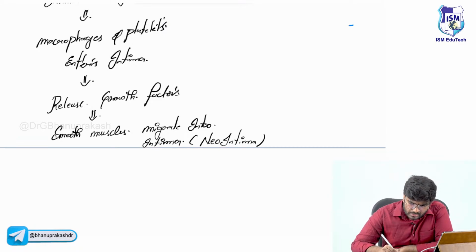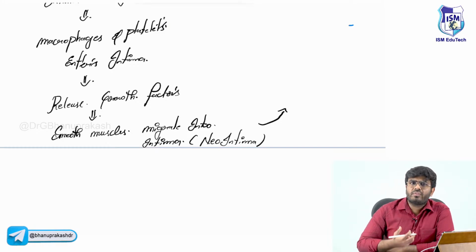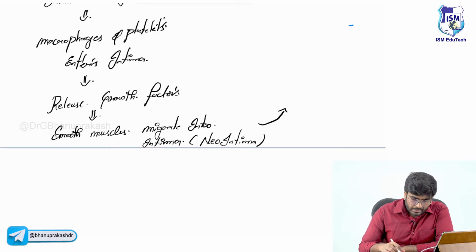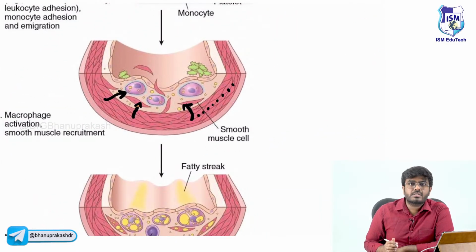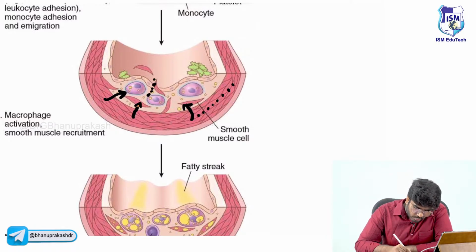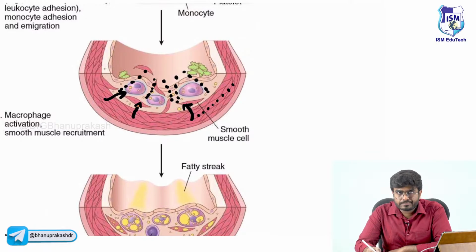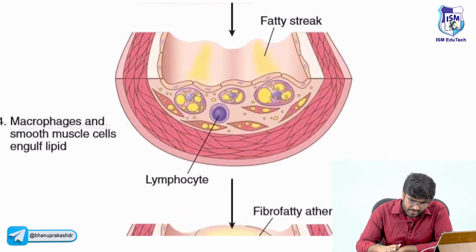Okay, now these smooth muscle cells, what will they do? Now they have entered into the intima. Now what will these macrophages and these smooth muscles do? See, endothelium is damaged, right? Now when endothelium is damaged, the LDL cholesterol, the LDL molecules, will also start to come and deposit here. Now LDL is also getting leaked into the vessel wall.